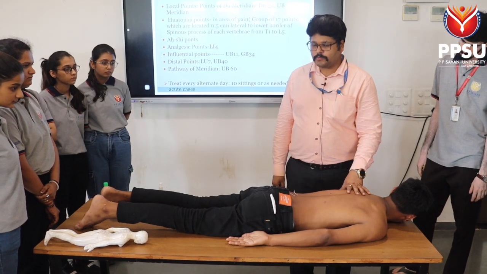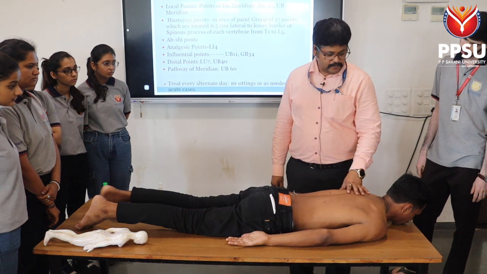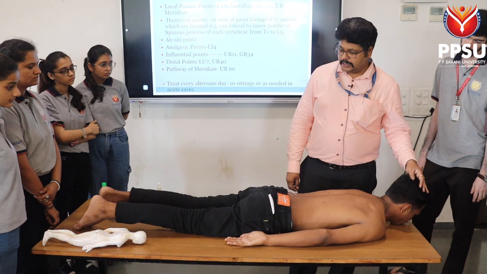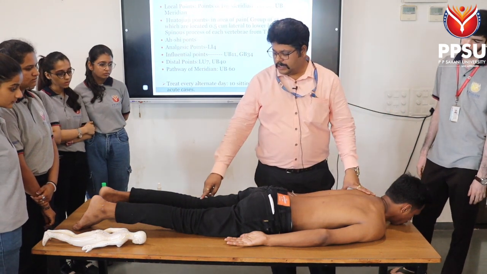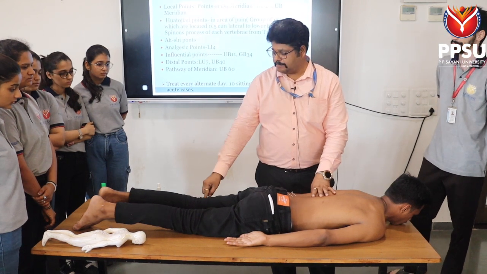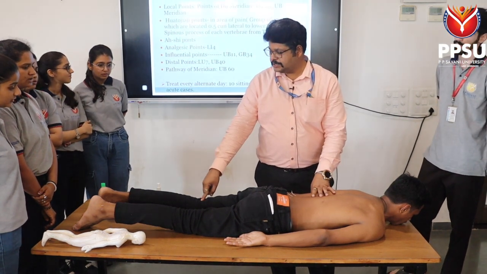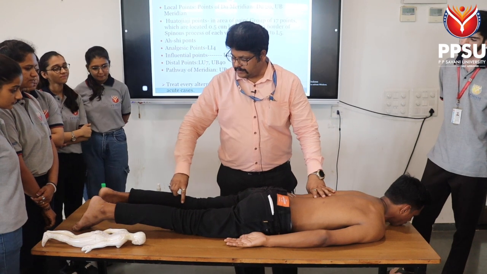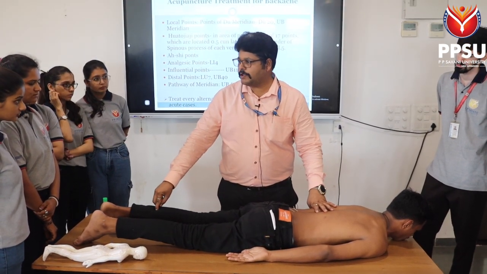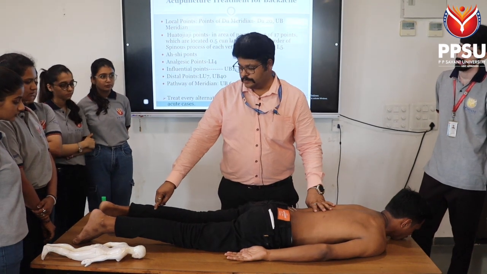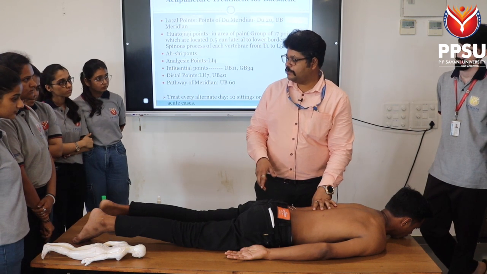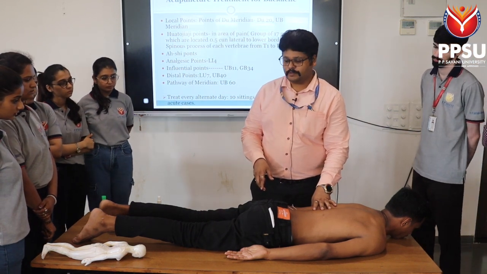Yeah, so there are a few more important points which we have to know. One is DU20, right? Similarly, there is a distal point for the low back region, which is UB40, that is at the midpoint of the popliteal crease, right? And then where the bulk of the calf muscle ends, at the center you have point UB57. Okay, so all these points could be added for the treatment of low back pain, right?